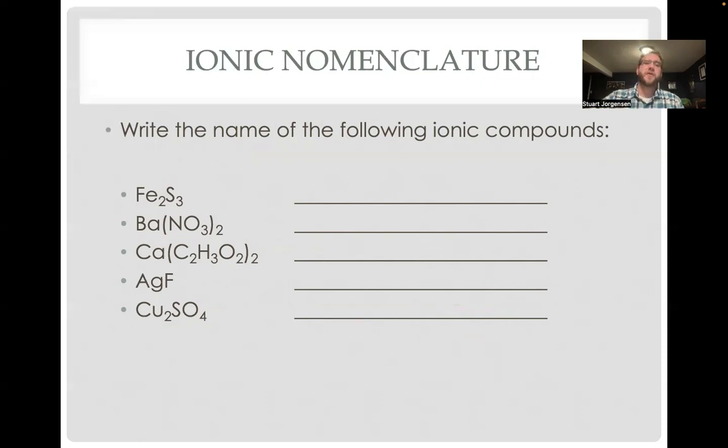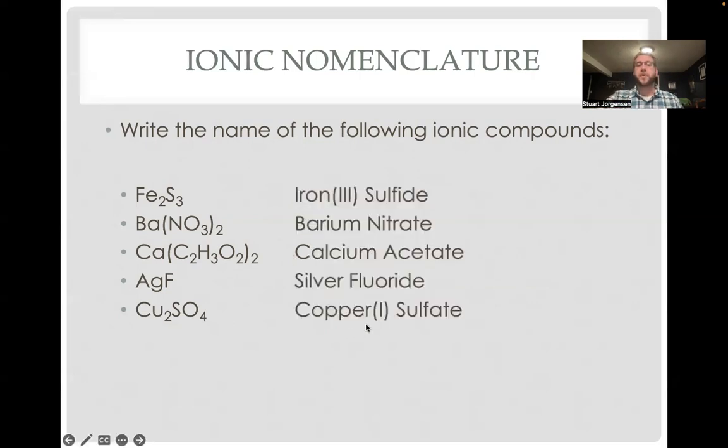Cool. As we're looking, remember for our transition elements, Fe needs Roman numerals. We would not need them for the silver, but we would need them for the copper. If we're trying to figure out the charge on that copper, you work backwards from the negative. SO4 is a 2- charge. That means you've got to have 2+ at the end for our copper, but we've got 2 of them. So each of those coppers would have to be a 1+. It would be copper(I) sulfate for the name on that last one.